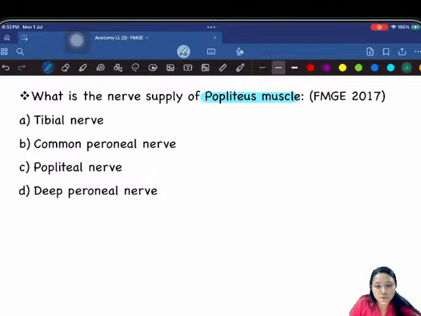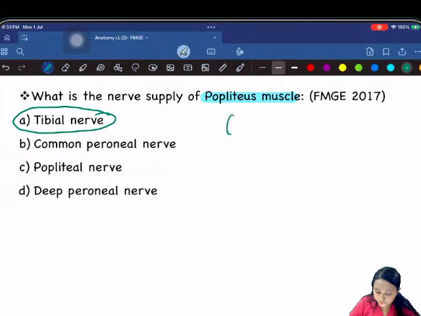What is the nerve supply of popliteus muscle? Now anybody can answer in the chat box. अभी अभी हम लोग ने discuss किया है muscles on the back of the leg. So all the posterior compartment muscles are supplied by the tibial nerve. ठीक है? All the posterior compartment muscles are supplied by the tibial nerve. So popliteus is a deep muscle, so it is supplied by the tibial nerve.